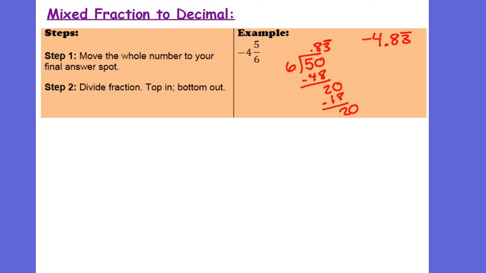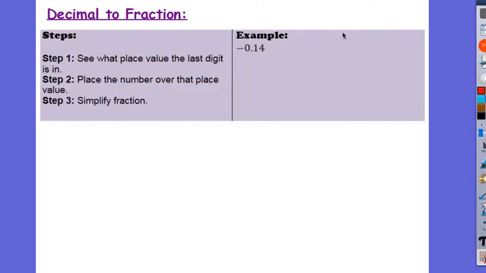Okay, moving to the next flap. We're looking at the decimal to fraction tab. Step 1 says see what place value the last digit is in. Step 2, place the number over that place value. And step 3, simplify the fraction.